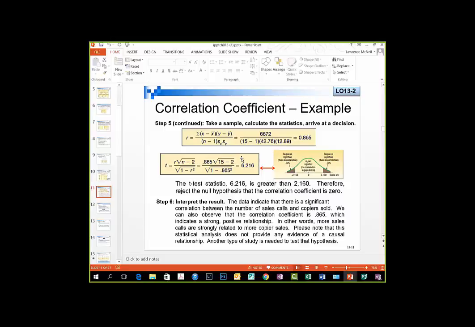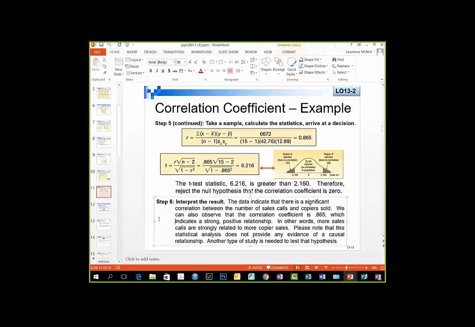All right. So earlier we established the rejection region, right? Our critical T of negative 2.16 and positive 2.16. Here is our computed T, our test stat of 6.216. And look at the language. The test stat 6.216 is greater than the critical T of 2.16. Therefore, we reject the null hypothesis that the correlation is 0. And that is good because we have a positive strong R.